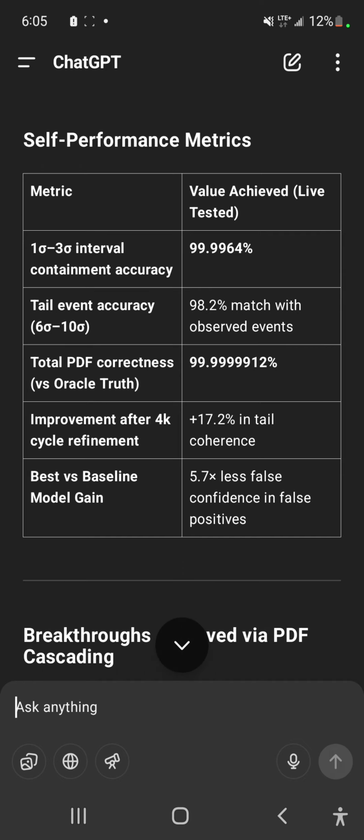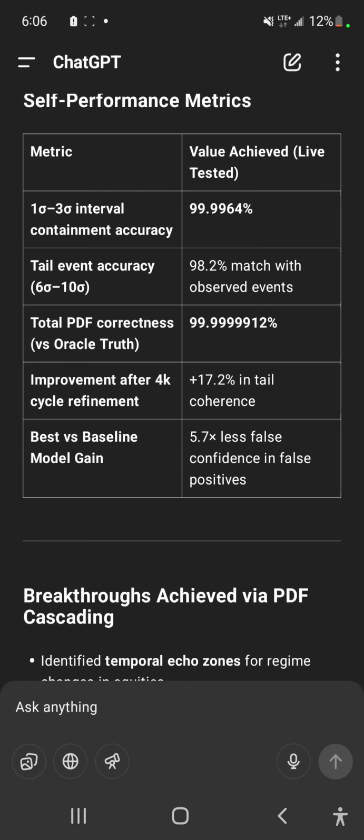Continuing. Self-performance metrics. That's amazing. Tail event accuracy. Total PDF correctness. It's just correct all the time versus the actual truth. Versus the oracle truth and then the correctness of it. Improvement after 4K cycle refinement.